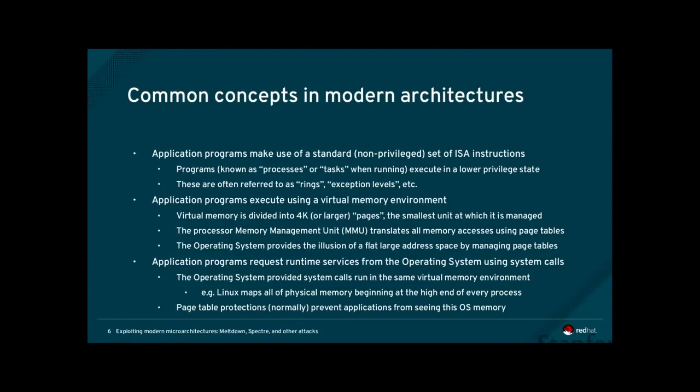So common concepts in modern architectures: application programs, when they're running, are known as processes. In Linux, we call them tasks. And then they exist inside this unprivileged execution context. They exist inside a virtual memory environment as well. So the memory that an application is using is virtual in nature. It's translated from the address that the application is using into the underlying address of the physical memory. And that's done through a piece of hardware called the memory management unit. And we'll talk a little bit more about how that's done in a few slides. The point of this is that the operating system provides this illusion of having this flat, contiguous, nice virtual memory. You're not aware of other programs that are running. You think you've got the whole machine to yourself. You can write your program and just have all these assumptions that were not true in the early days of computing for sure.